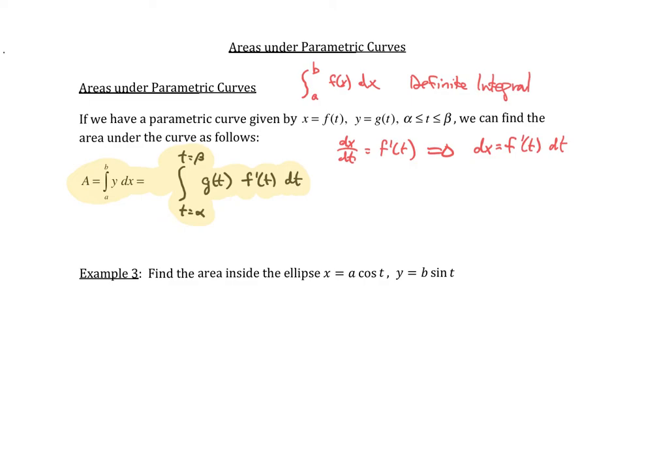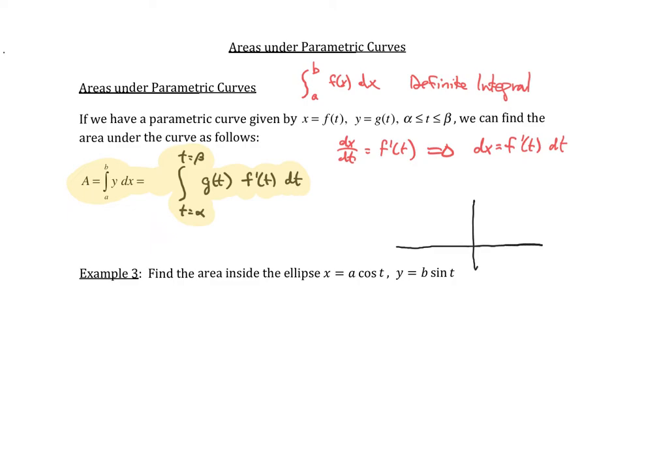So let's take a look at an example next. Let's find the area inside this ellipse, x equal to a cosine of t and y equal to b sine of t. Now, we had talked about parameterizing an ellipse in the past. I just want to remind you of how this looks. So let me draw a quick sketch of an ellipse over here.